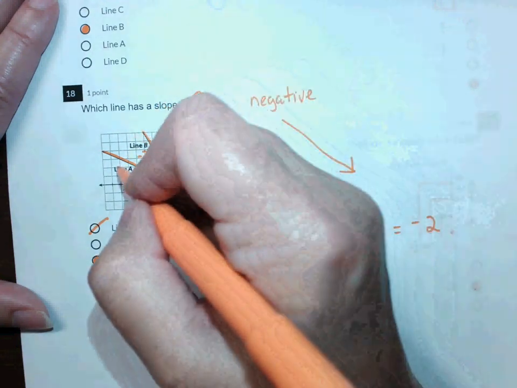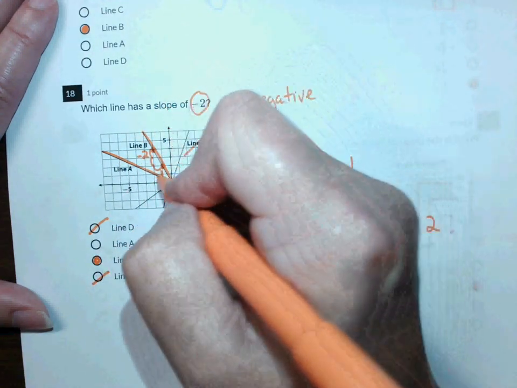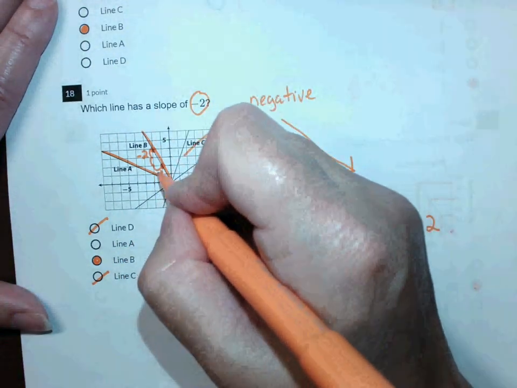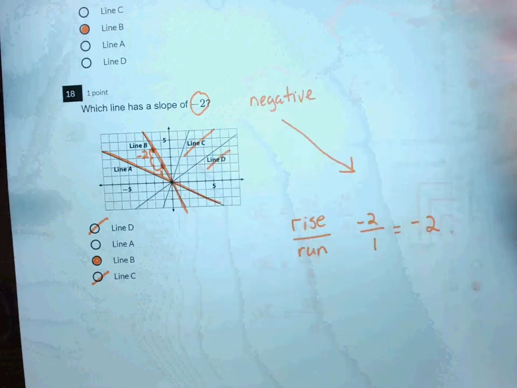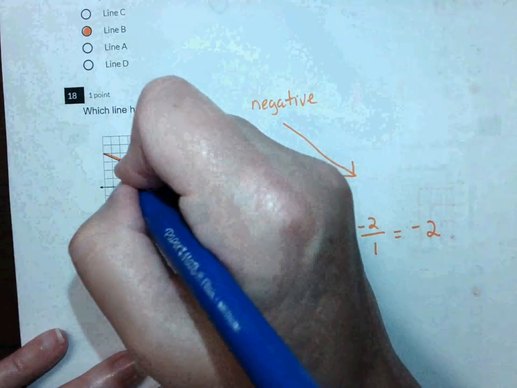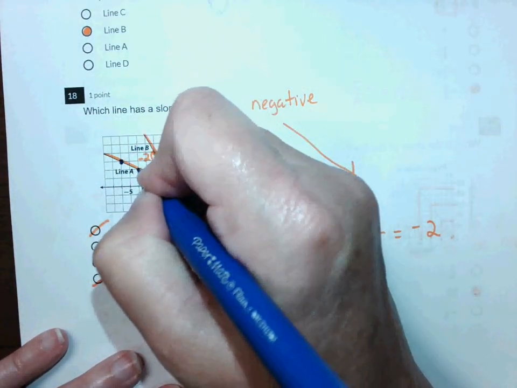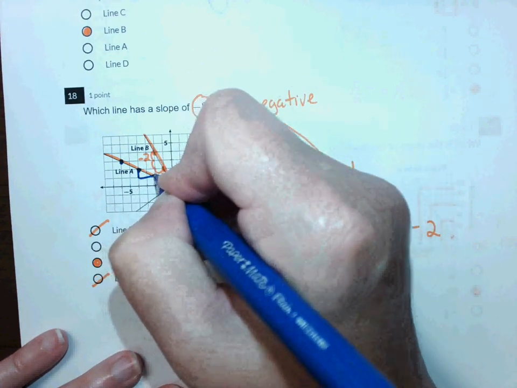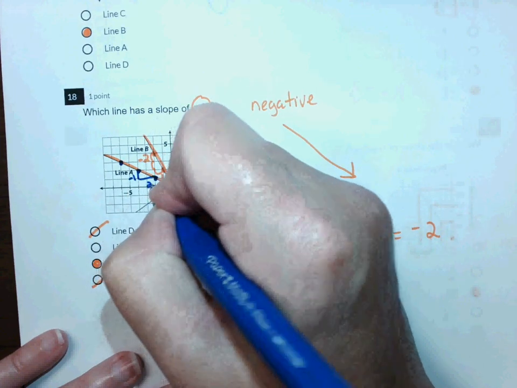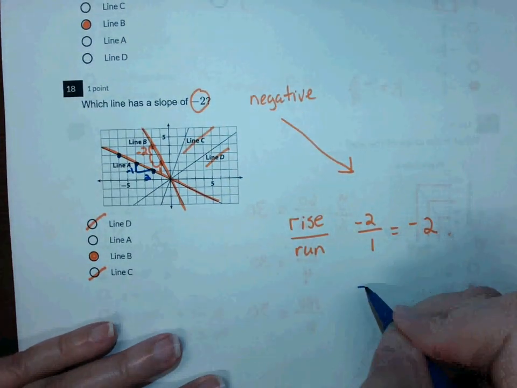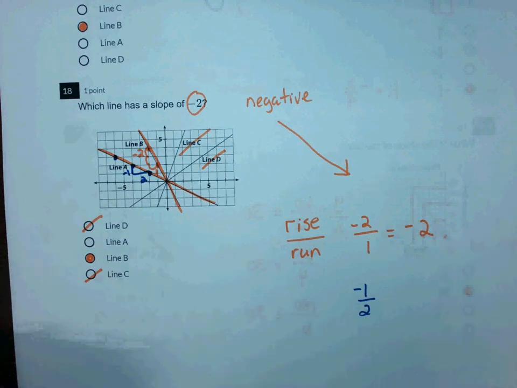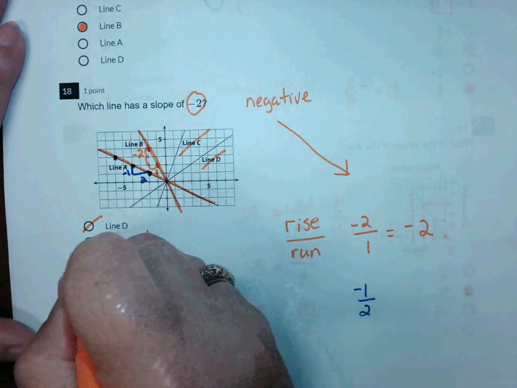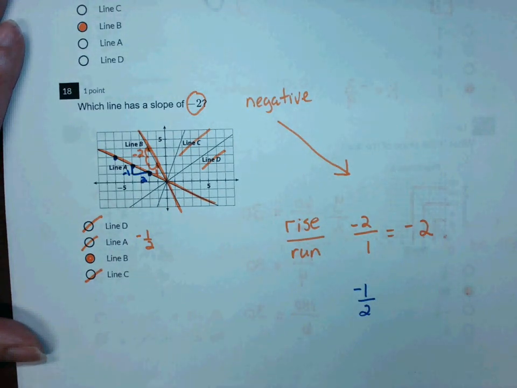But we'll just double check line A. If I'm going from point to point on line A, it's very hard for me to see. I think clean point, clean point, clean point, down 1 over 2, down 1 over 2. It's backwards. That's the slope of line A. But that one's out. Okay.